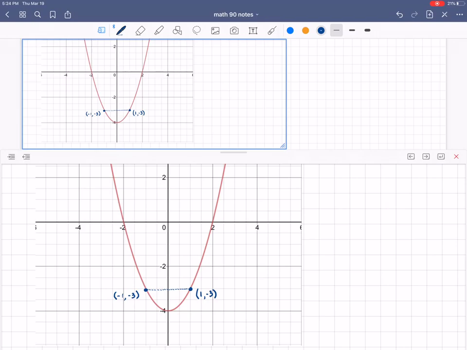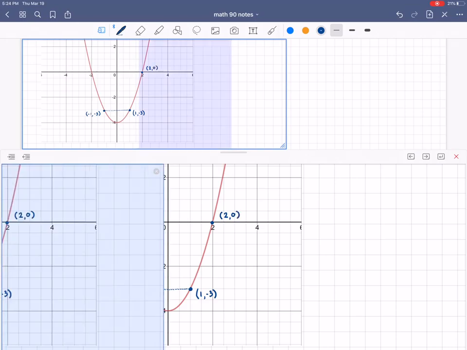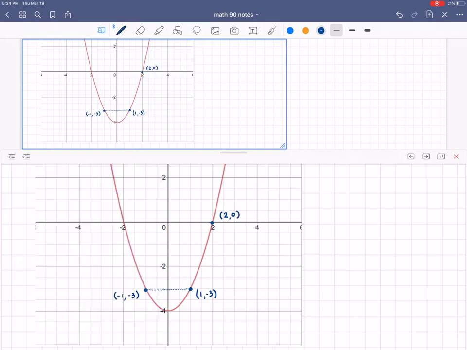For example, here's another point. Its coordinates are (2, 0). So if I do the same thing, if I dot over to the y-axis and then keep going until I get to another point on the graph. Oh, it has the same y-coordinate, still 0, but the x-coordinate is -2 now.